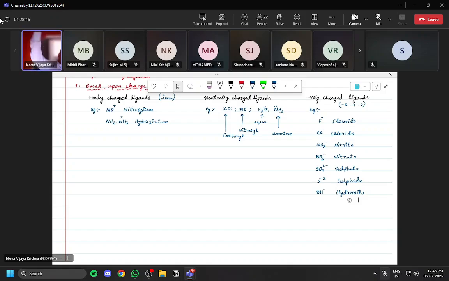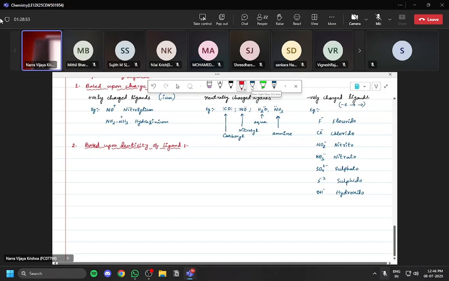They might have given so many lists, but this is the basic idea based upon charge. After that, the second classification is based upon the denticity of the ligand: classification of ligands based upon denticity. Time is there, no?